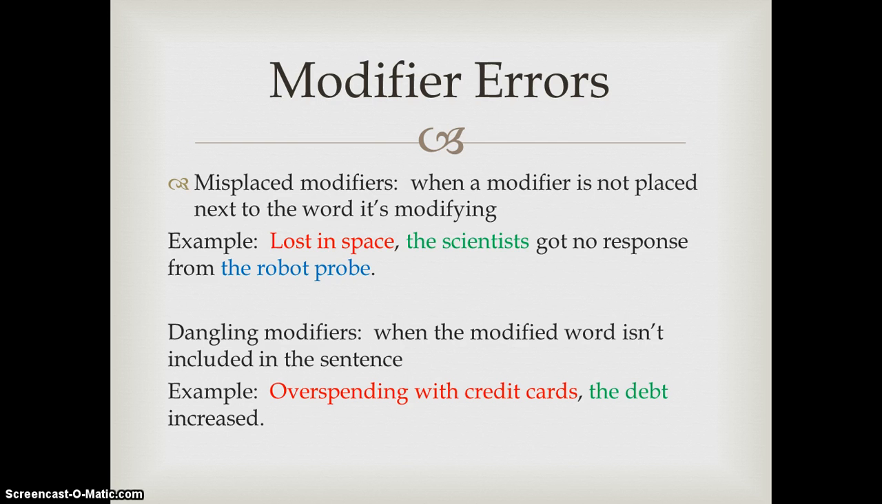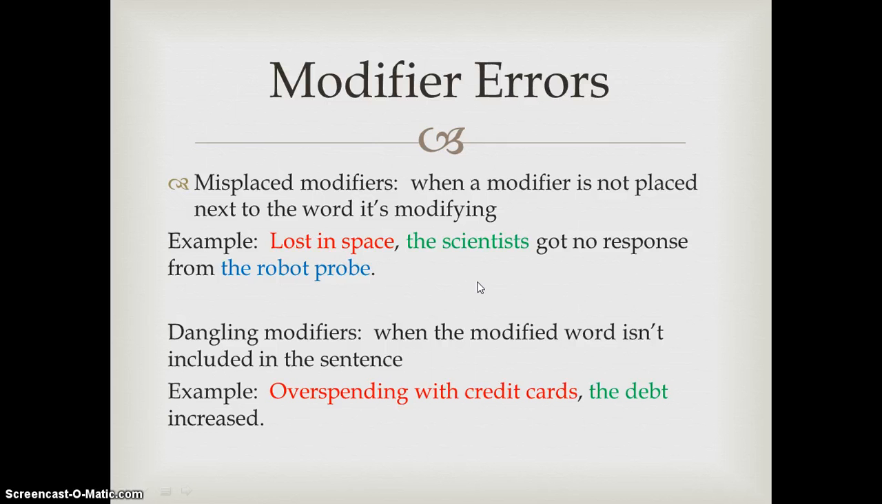So, easy fix, you flip them and rework the sentence, or just revise the sentence completely. Sometimes you'll just find an error that's so yucky that you're like, forget it, I'm just going to start over. Be really careful with these, because you know what you mean, but the person reading it will make the connection between lost in space and the scientists, not between lost in space and the probe.